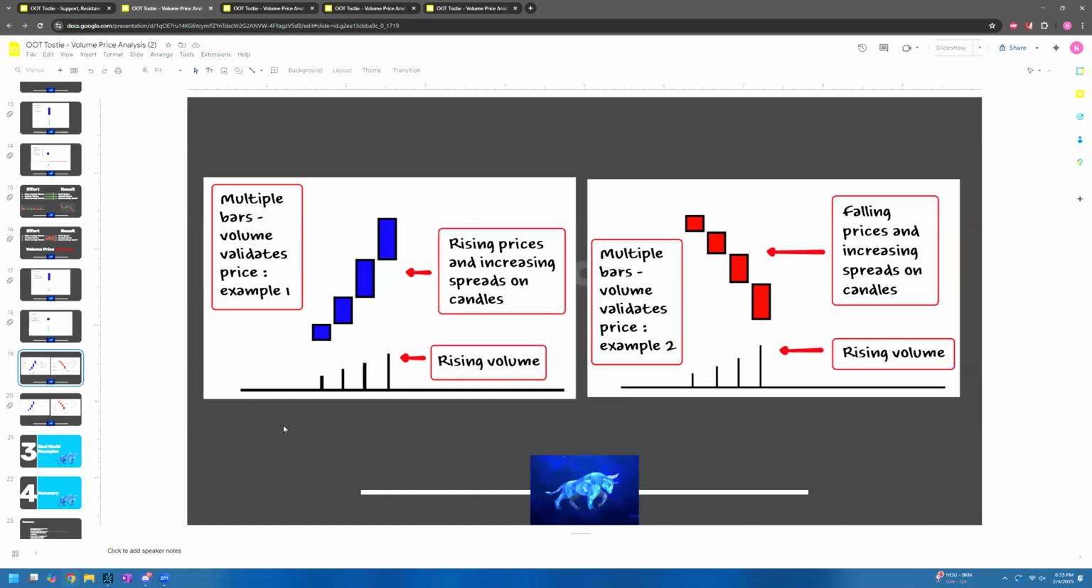Putting these concepts together a little bit, here, for example, we have the spread of candlesticks increasing in size, and volume rises as price goes higher.